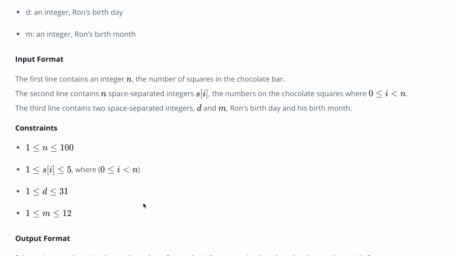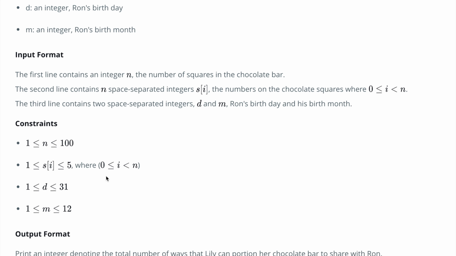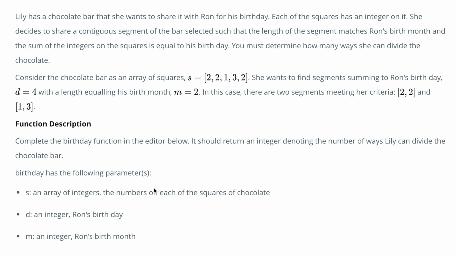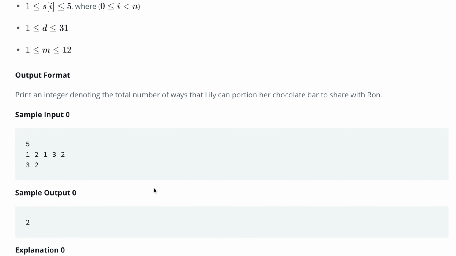Okay, we have a couple of constraints. Obviously, number of days in the month, number of months in the year. This we don't really have to care about, and this neither, because the numbers are given, but it says that we won't have a square with a number higher than 5. Let's check the code.